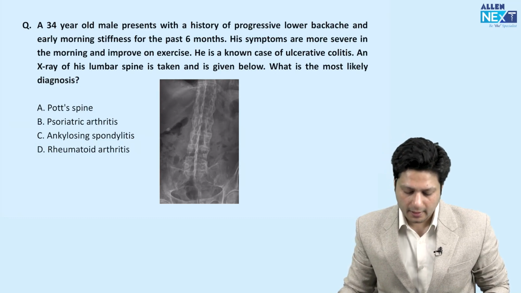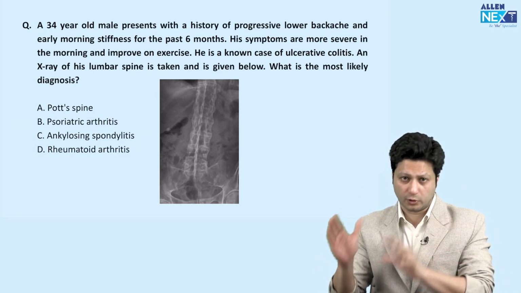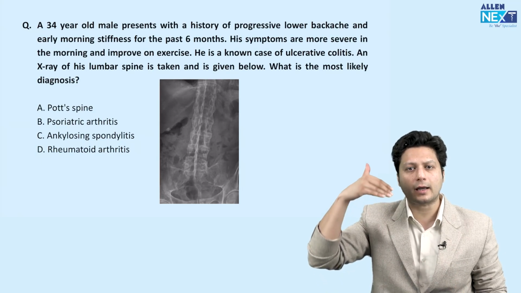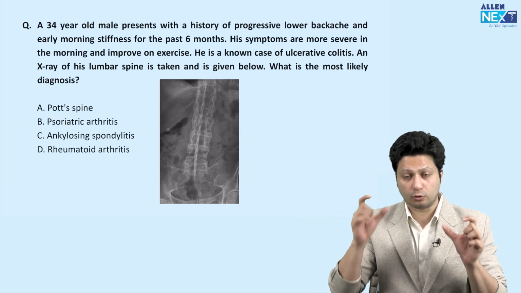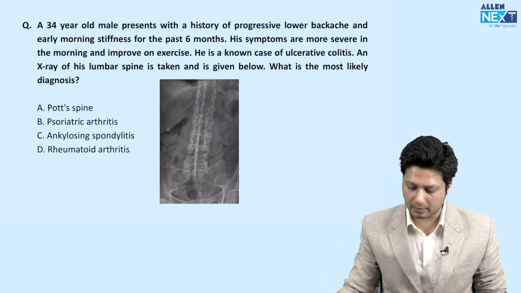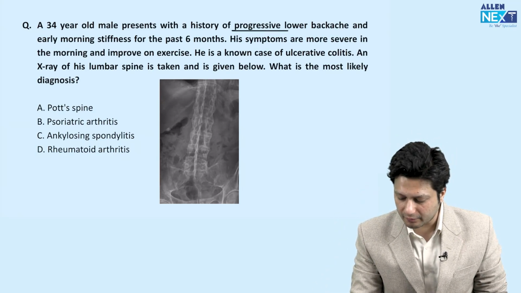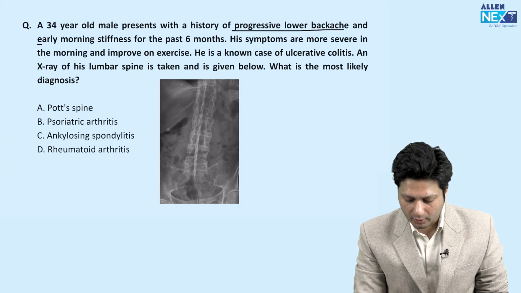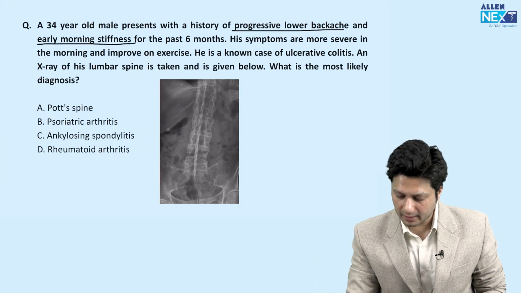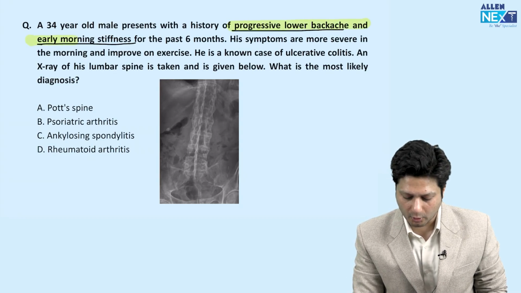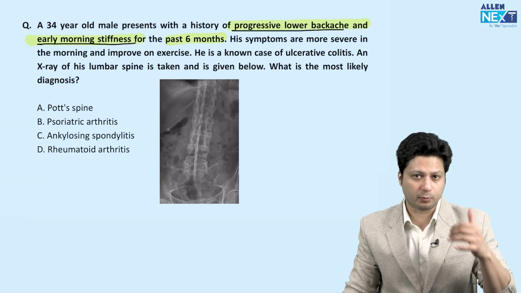Now what are the three catchy points out of this question which are expected to be provided in every question related to this topic? And what are those three catch points? The catch point number one is a progressive low backache and early morning stiffness as a symptom, which is always provided, like progressive low backache and early morning stiffness for the last 6 months. That is point number one.